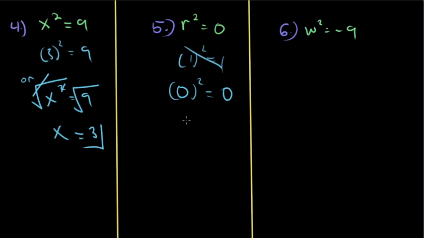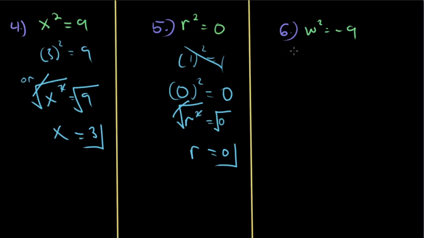Pwede mong itry ang algebra. R squared equals 0. Extract mo yung root. Do that for both sides para equal pa rin siya hanggang sa huli. Ma-cancel out yung square. Matitira si r, and then the square root of 0, kagaya ng nagawa natin kanina, is 0.